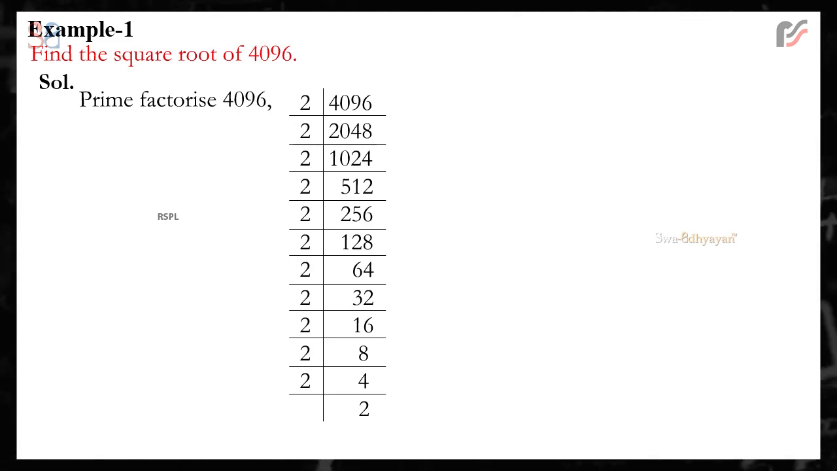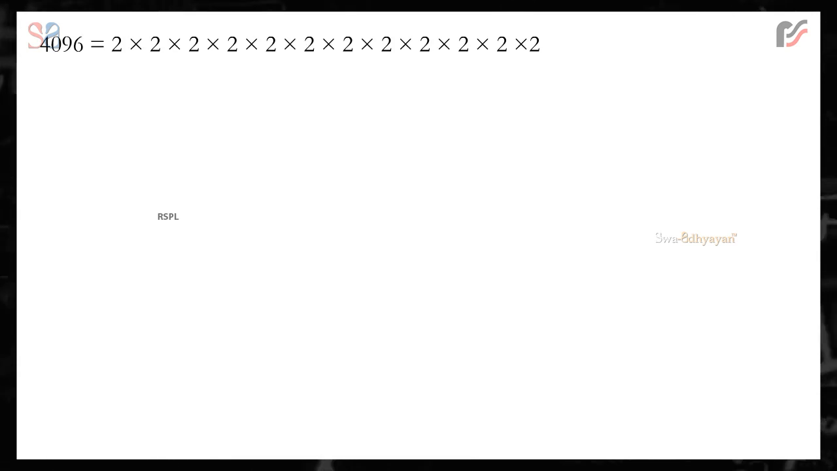On dividing 64 by 2, we get 32. On dividing 32 by 2, we get 16. On dividing 16 by 2, we get 8. On dividing 8 by 2, we get 4. On dividing 4 by 2, we get 2. 4096 is equal to 2 into 2 into 2 into 2 into 2 into 2 into 2 into 2 into 2 into 2 into 2 into 2.